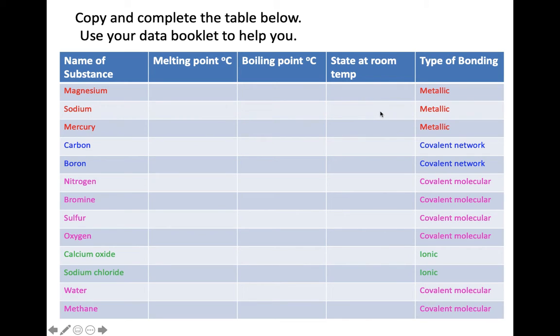And while you do that, let's have a look to see if you can see any patterns in the states at room temperature for metals, for covalent networks, for covalent molecules, for ionic substances. And have a look at the melting and boiling points. Are there any patterns there depending upon the type of bonding present? So let's get the video paused here, go and do your assignment, and then come back and we will restart the video.